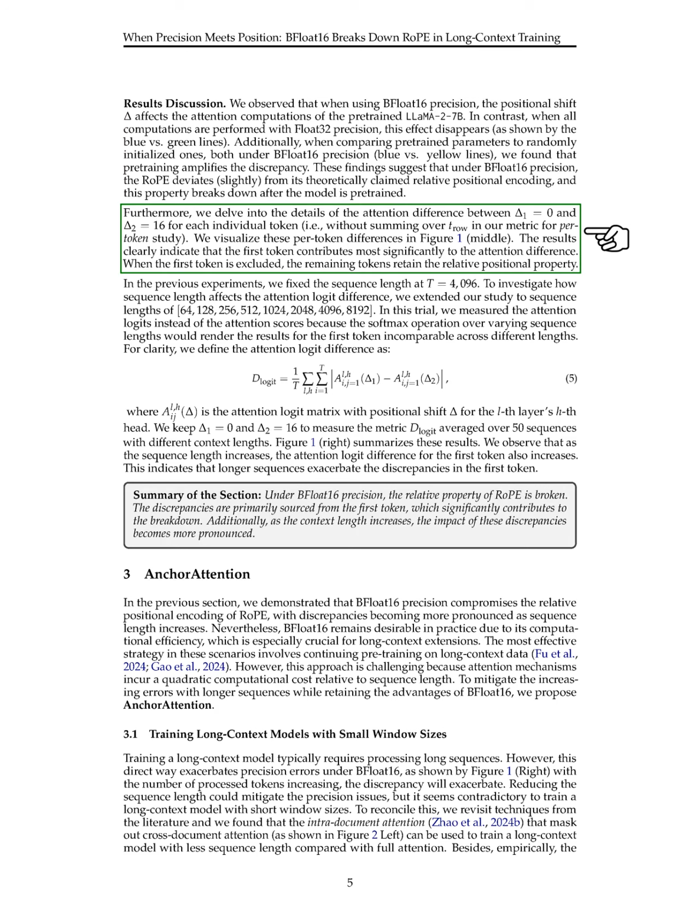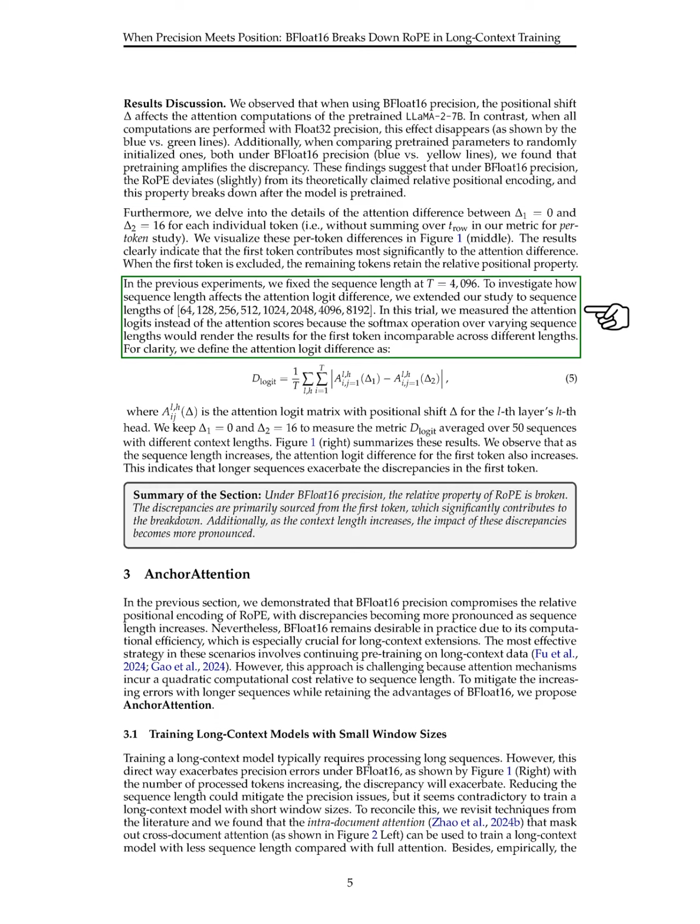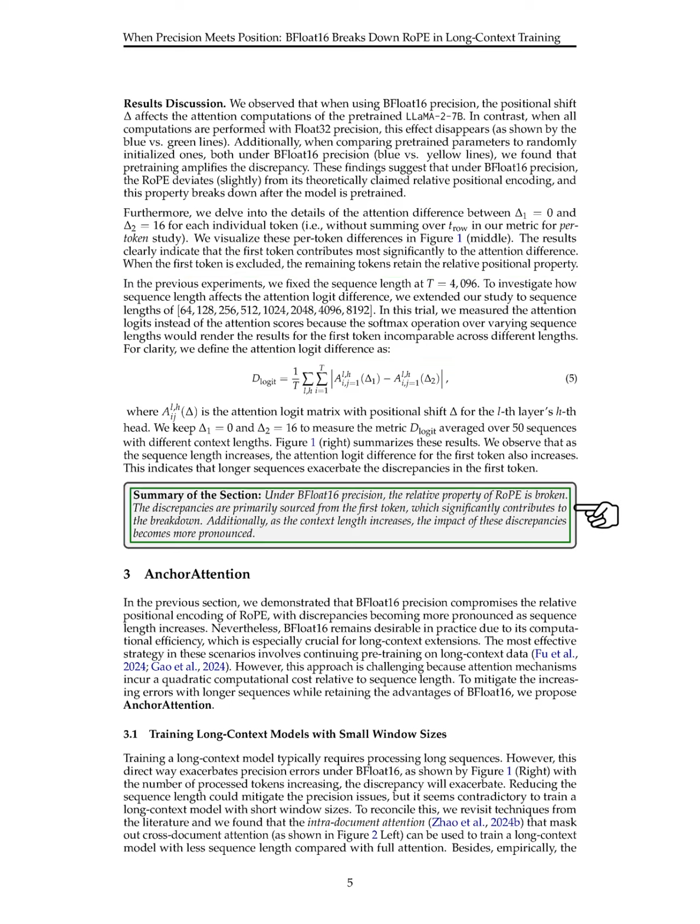Furthermore, we analyze the attention differences for individual tokens, revealing that the first token significantly contributes to the overall difference. We extend our study to various sequence lengths and find that longer sequences exacerbate the discrepancies, particularly for the first token. In summary, we conclude that the discrepancies in RoPE's relative positional encoding become more pronounced with longer sequences and specific precision settings.